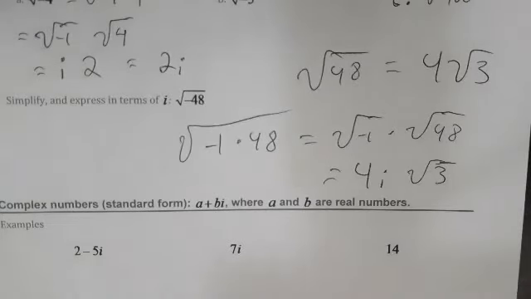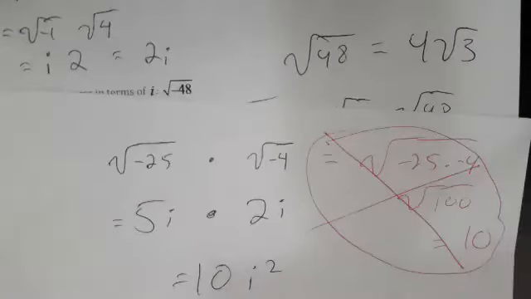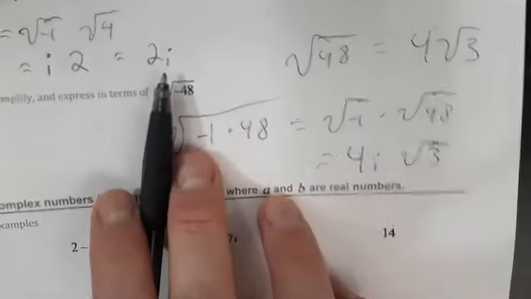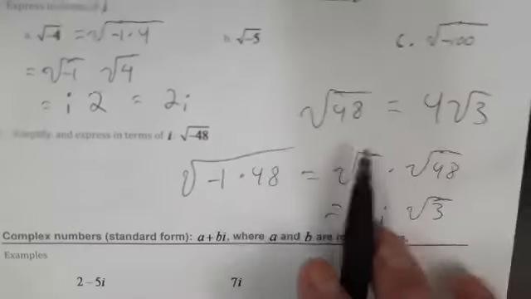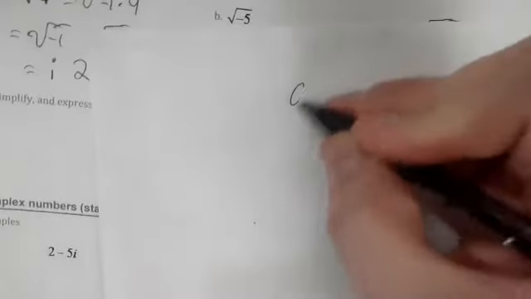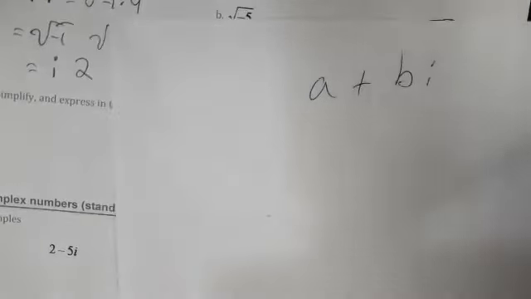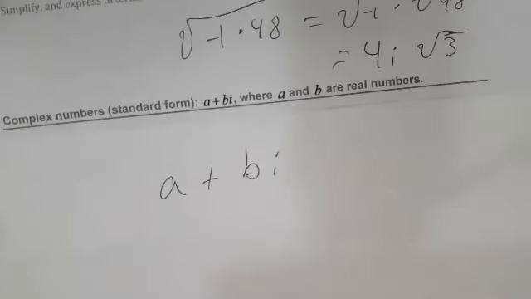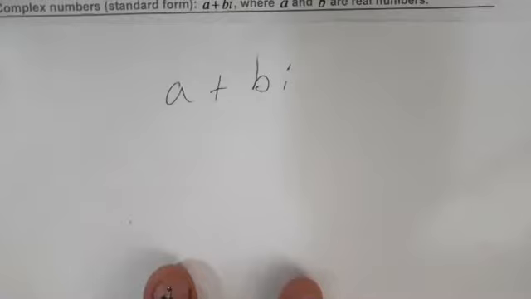Okay, complex numbers. We talked about imaginaries. These were pure imaginaries. They just had an imaginary and some sort of coefficient on it, like 2i or 3i or a few radicals, 4 radical 3 or 4i radical 3. Now we want to talk about things that look like a plus bi, where a and b are real numbers. These things are referred to as complex numbers. So we have the set of complex numbers that look like a plus bi.